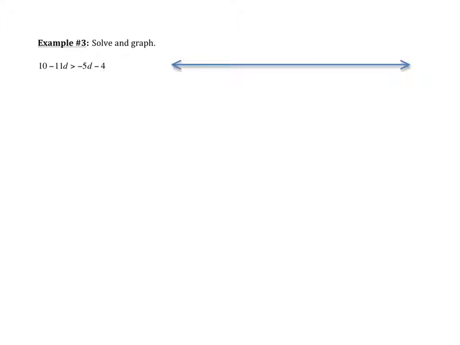Let's see another example. Number 3, solve and graph. 10 minus 11d greater than negative 5d minus 4. As I've been saying this whole time, it's easier if you put your variables on the left-hand side. But let's see what happens if you forget and get your variables on the right-hand side.